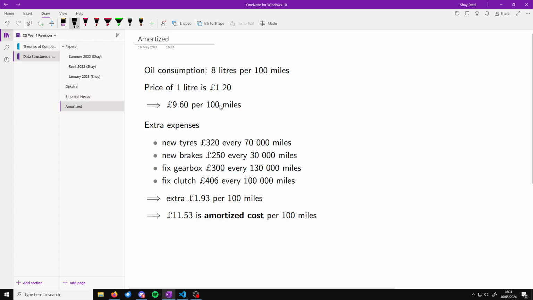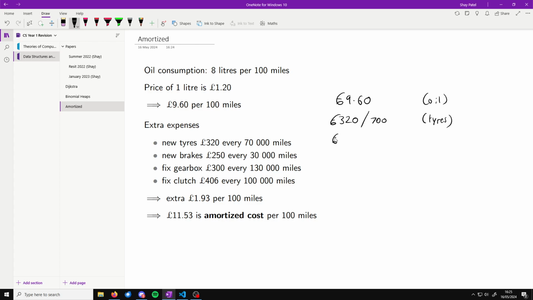Okay, so the price of 1 litre is £1.20. This is the price per 100 miles, so £9.60, this is for oil. And then we look at these extra expenses. So for example, new tyres, 320 for 70,000 miles. If we want to get however much it is for 100 miles, we're going to want to divide that by 700. So this is tyres.